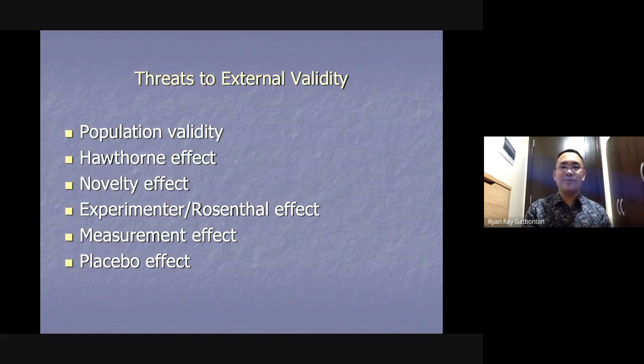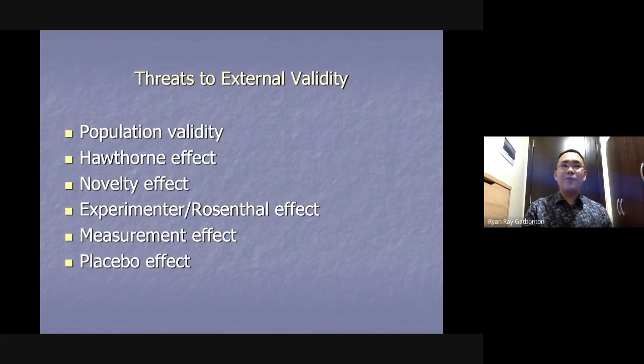The next type of threat to external validity is what you call your Hawthorne effect. Hawthorne came from an electrical company, no, in the US. Now, the Hawthorne study is actually the source of this term, the Hawthorne effect. When it was conducted, it aimed to increase the productivity of the people of that company, Hawthorne Electricals, no?